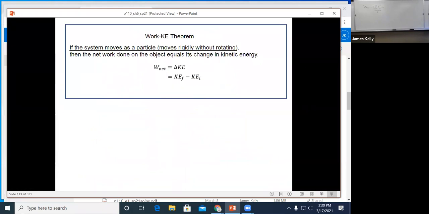Okay, so this is just a recap of that. Now, I should emphasize here, it's only true if the system is moving as a particle. We didn't allow it to rotate. We didn't allow it to have springy internal forces like a rubber ball that's compressing or something like that. It's got to be just a chunk of mass that doesn't change its shape and doesn't rotate at all.